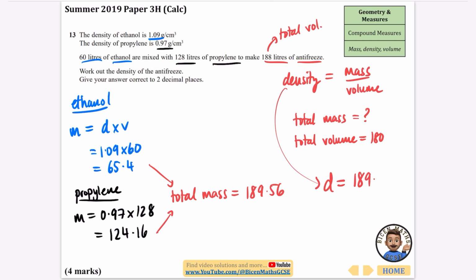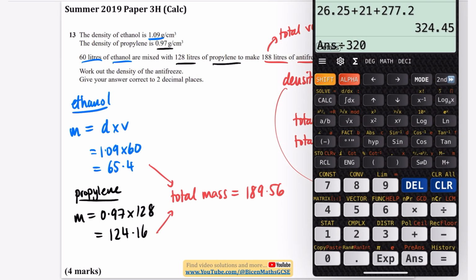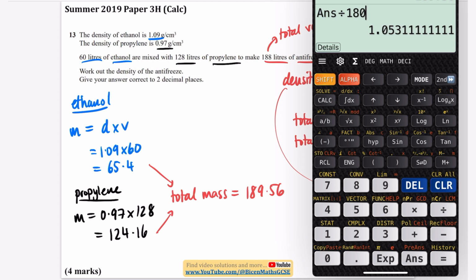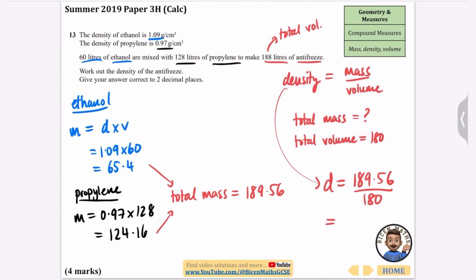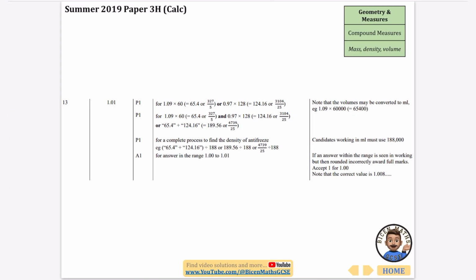So if I want to work out the final calculation, which is that the density is equal to the total mass, 189.56, divided by the volume of 180, it's going to tell me what my density is. So I've got my 189.56, I'm going to divide that by 180, and because it wants it to two decimal places, it is 1.05. So we get 1.05, and the units are grams per centimetres cubed. Let's double check we've got this one. I've not got that one right. So what have I done wrong here? It should be 1.01.